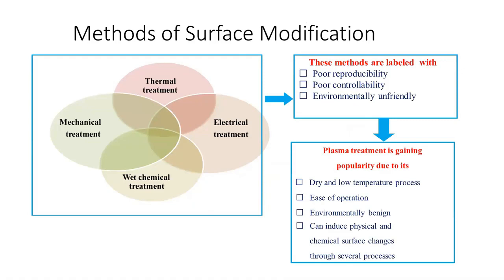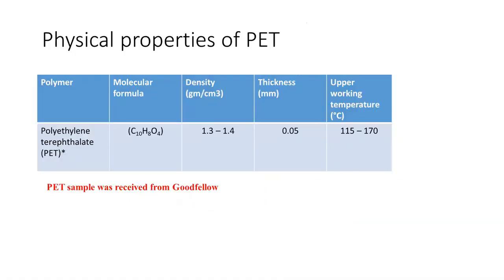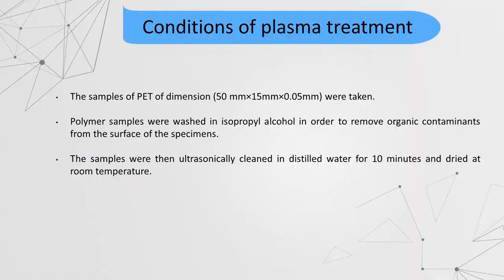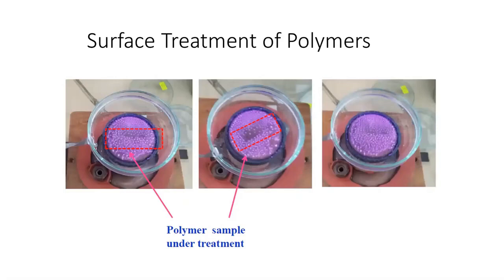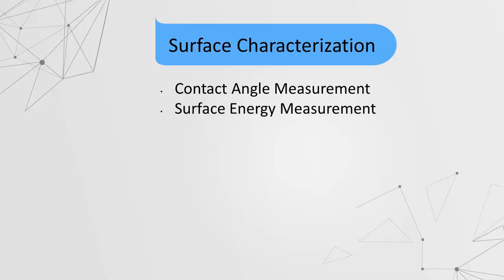And here are some methods of surface modification. And these are the physical properties of the PET sample, polyethylene terephthalate, and the PET sample was received from Goodfellow, and these are the conditions of plasma treatment. And here the figure shows the polymer sample under the treatment. And for surface characterization, it was done by two methods, contact angle measurement and surface energy measurement.